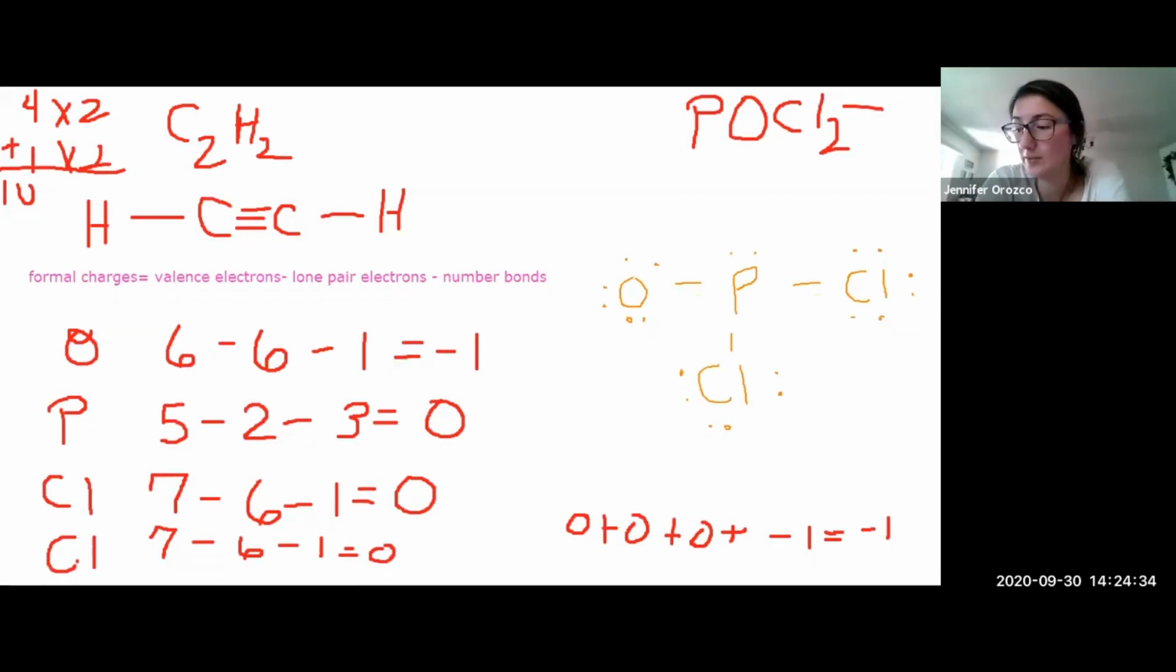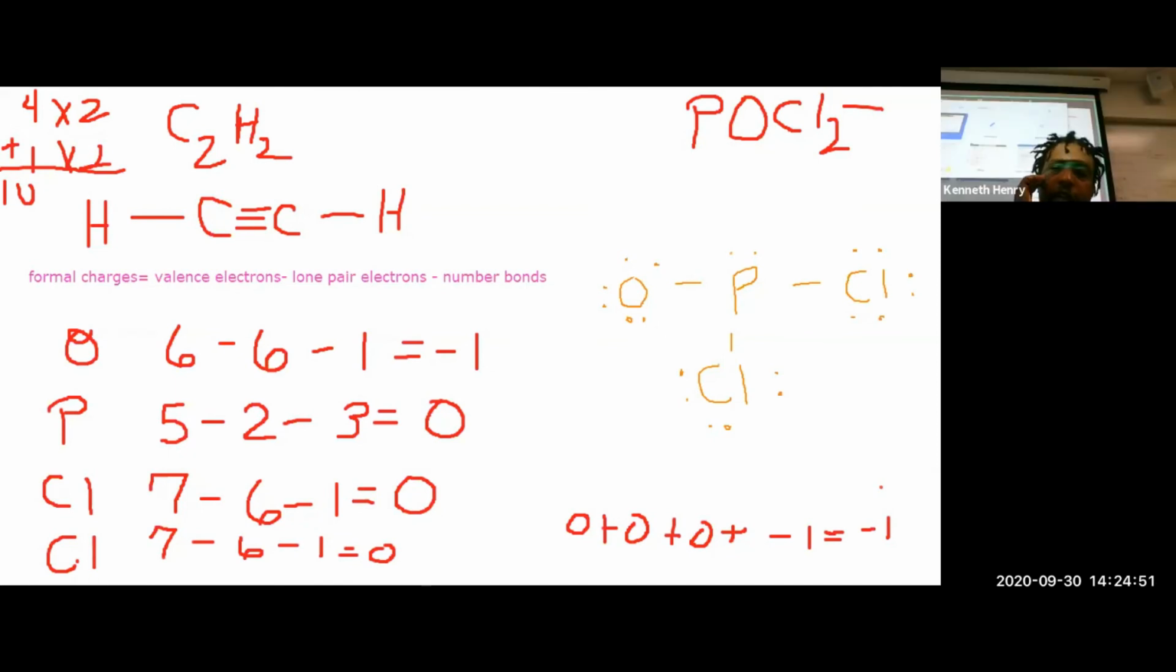I have a question. For this formula you just gave us, for example, if it was POCl2 with a 2 minus, would our answer need to be minus 2? Yeah, the final answer would need to add up to minus 2. Yes.